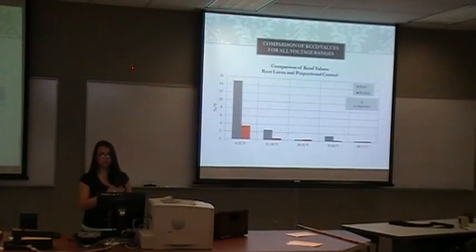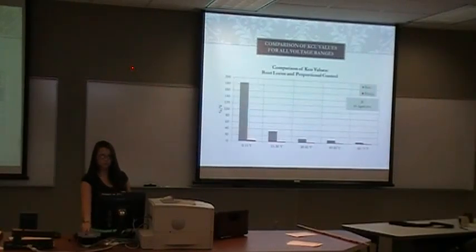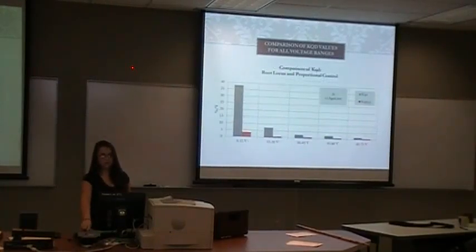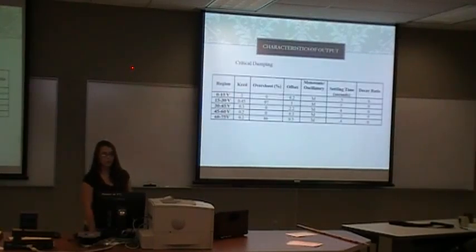These are a comparison of KCCD for root locus and proportional. This is a comparison of KCU values in which none of them were really validated. And this is a comparison of quarter, and they were not validated either.